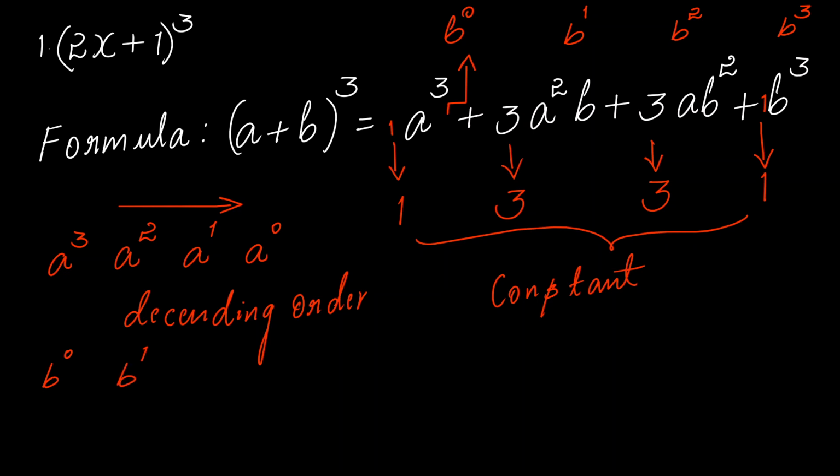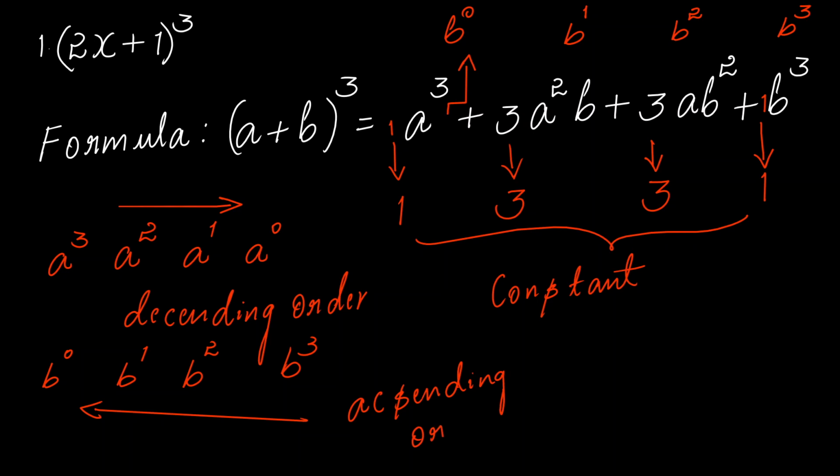So this is how you can remember the formula. Here a goes down from 3 to 1, 0, and b goes up in an increasing pattern, 0, 1, 2, 3. This is how you can remember the formula without memorizing it. So you can write it directly: a cube plus 3a square b plus 3ab square plus b cube. Here, the powers of a will be in decreasing order and the powers of b will be in increasing order.